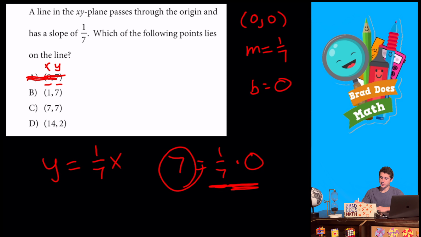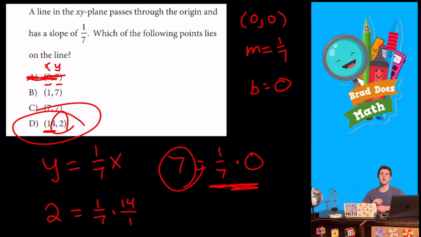I'm going to skip down to answer choice D for sake of time. I know you guys don't like when these videos are too long. So if I plug in 14 for x, I have 1/7 times 14 over 1. And 14 over 7 is, in fact, equal to 2, which is my y. So my answer is D. You could try B and C. They won't work.